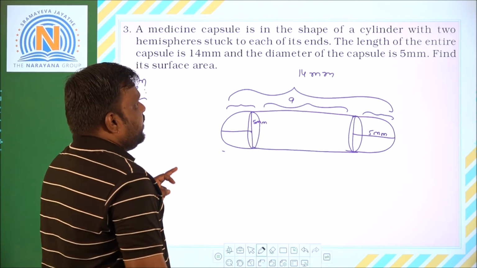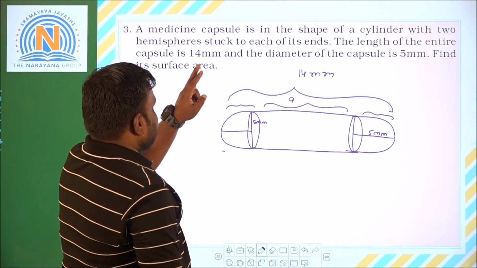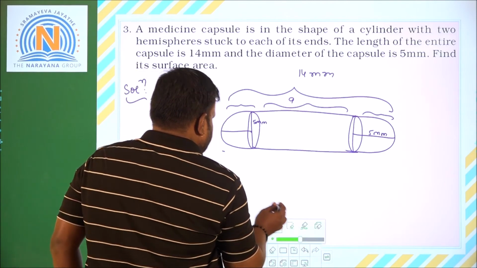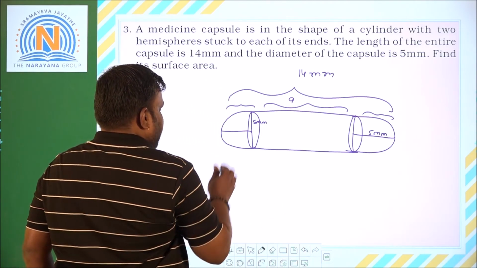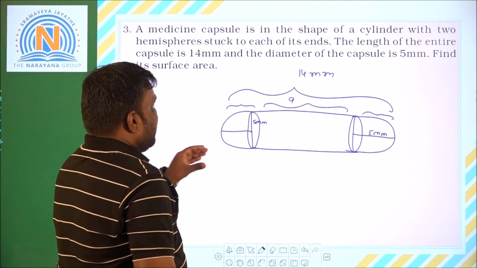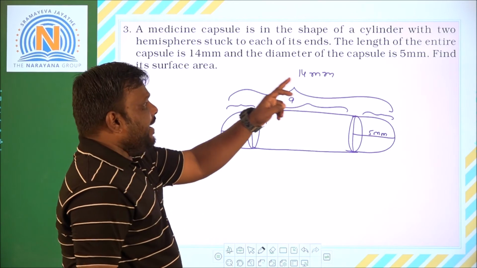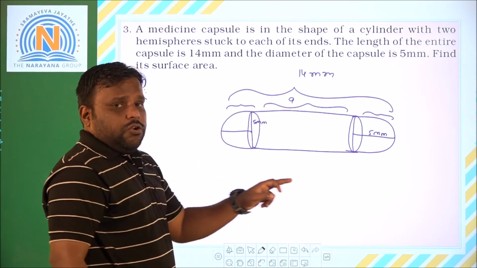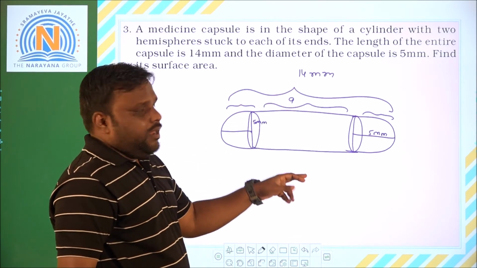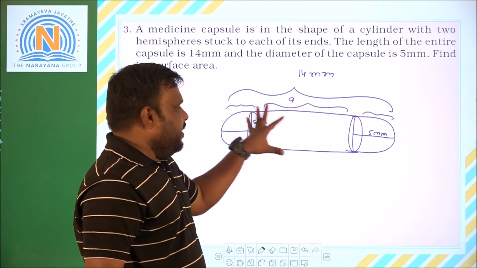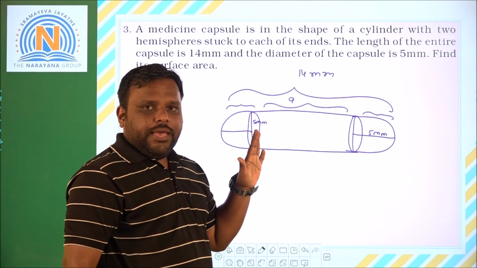Here also we are having two cases, cylinder as well as hemisphere. So let us write the data for this, then we can go for the calculation. What is asked me to find out? Find the surface area of the capsule. To find the surface area of the capsule, I have to take the CSA of cylinder plus CSA of two hemispheres.